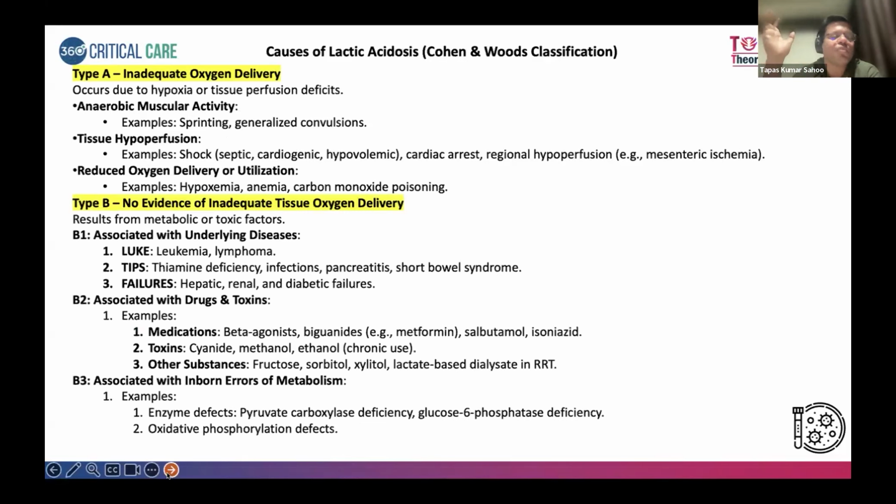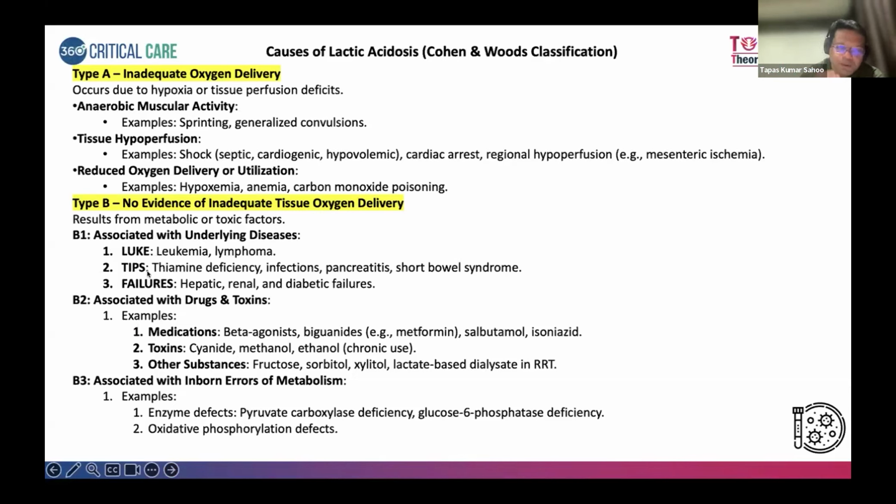Now, there is another form of lactic acidosis, which is type B, where there is no evidence of inadequate tissue oxygen delivery, and that would be mainly resulting from metabolic or toxic factors. And type B is again divided into B1, B2, B3. Just remember, associated with underlying diseases would be B1, like leukemia, lymphoma.